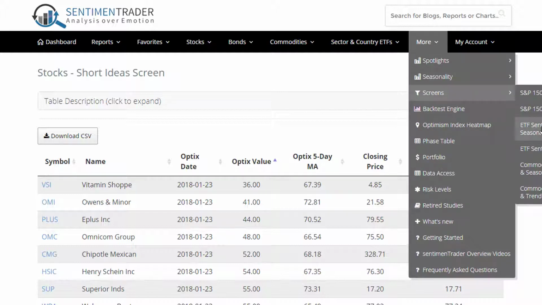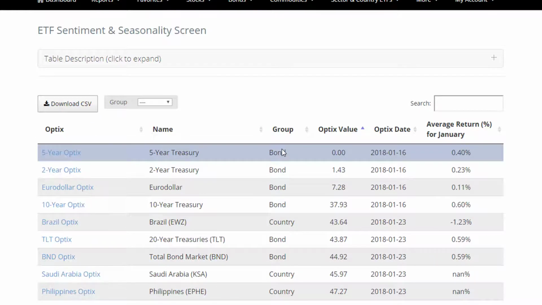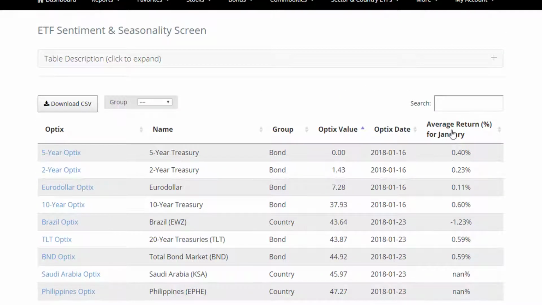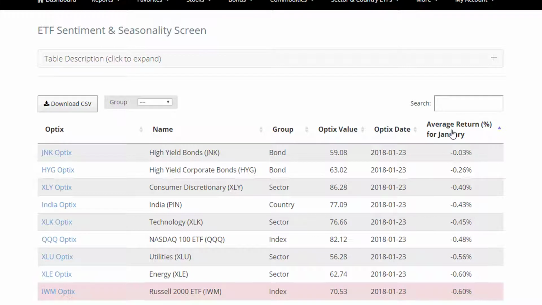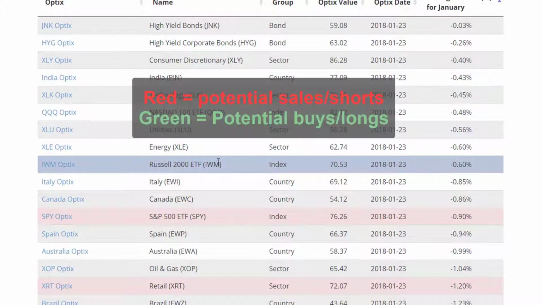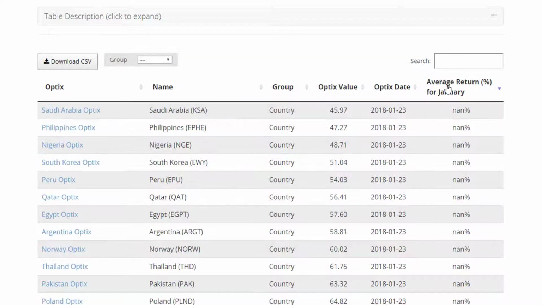Other screens, ETF sentiment and seasonality. These will pull up funds, ETFs, the most active funds that we follow, or most popular funds anyway. These are ones where the January return, say, is negative, but the optics value is high, and those will be highlighted with red. You can see that the Russell 2000 actually, on average, has shown a negative return for January, but it's showing high optimism at the time.